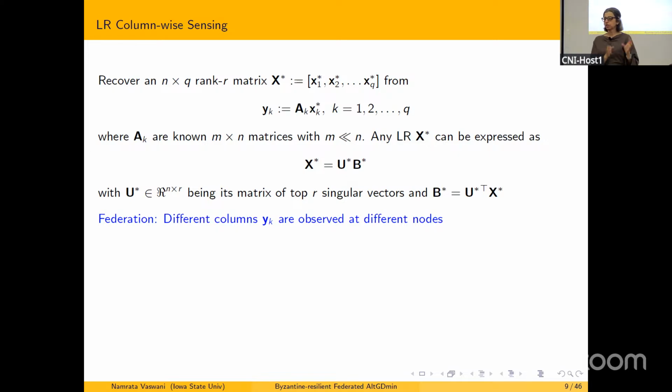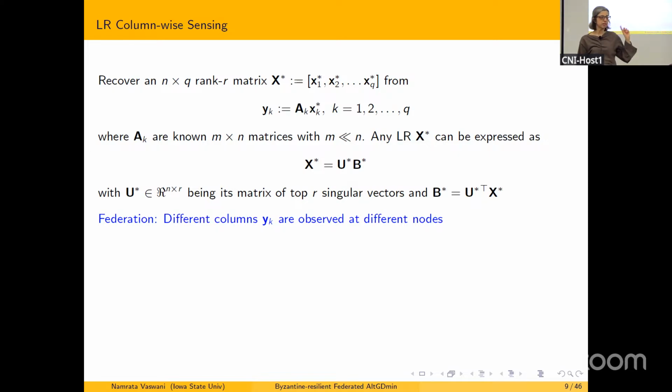To keep it concrete, we'll assume U star is orthonormal. So it's the matrix of top r singular vectors of X star. And B star is the rest. And again, I'll reiterate, federation in our case means different columns y_k are observed at different nodes.